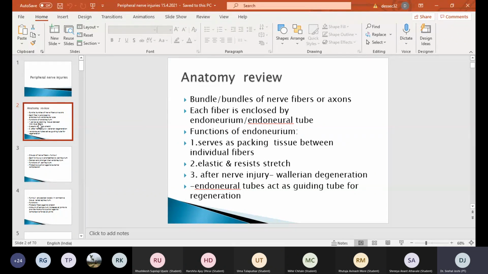So to quickly review, endoneurium is the innermost covering of the innermost fiber, and the functions of endoneurium are important. It does not allow excessive movement in any direction. The most important thing is, when the nerve recovers, it acts as a guiding tube for regeneration.